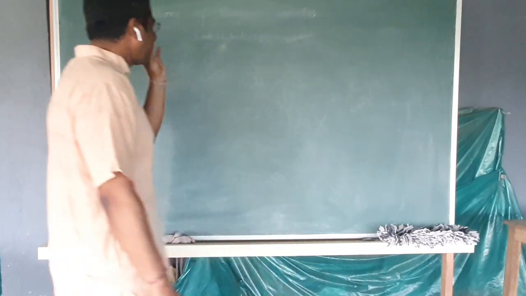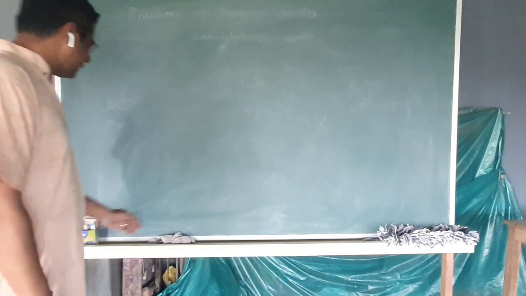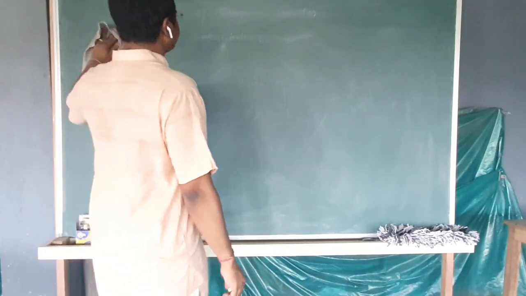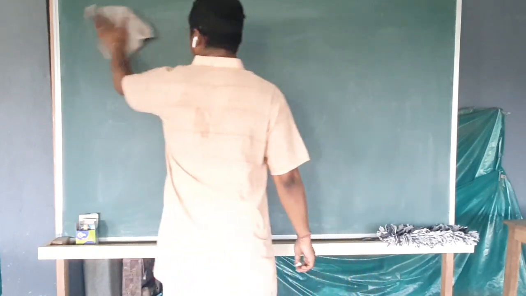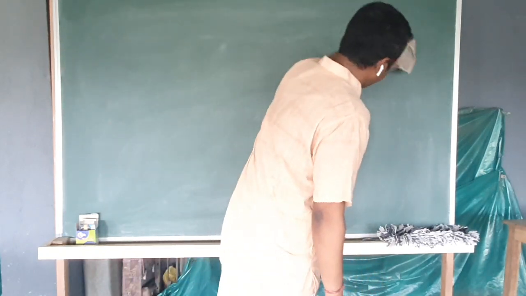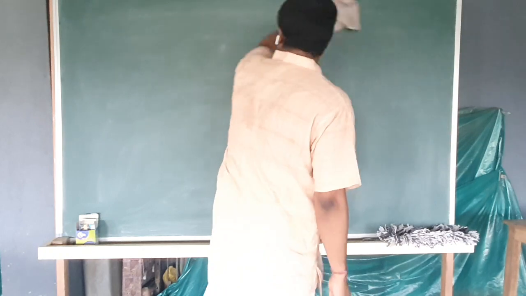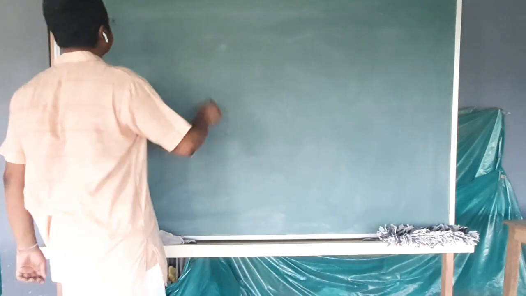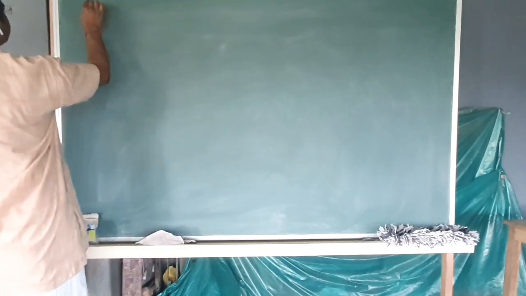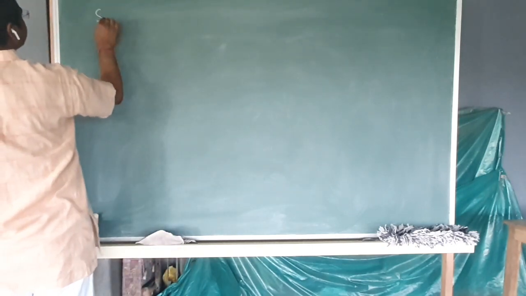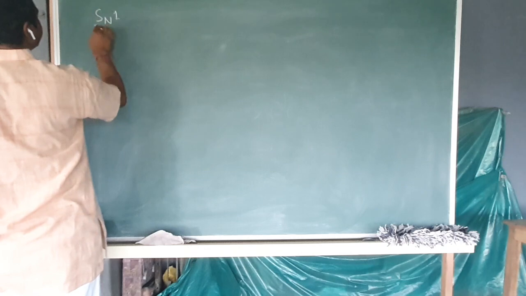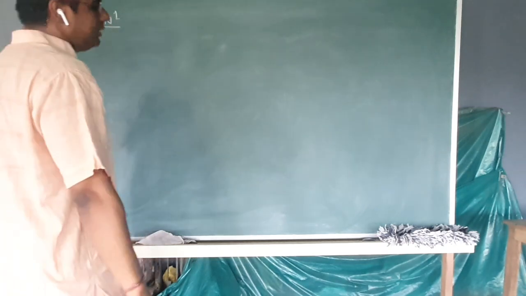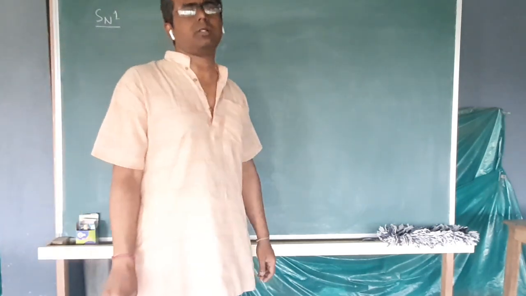Okay. So now we are going to do the different types of nucleophilic substitution reactions, namely SN1 and SN2. So first we are going to do SN1. Why are we doing SN1 first? Let's see. It should start from 1, right? So I write it here: SN1, that is substitution nucleophilic unimolecular reaction.